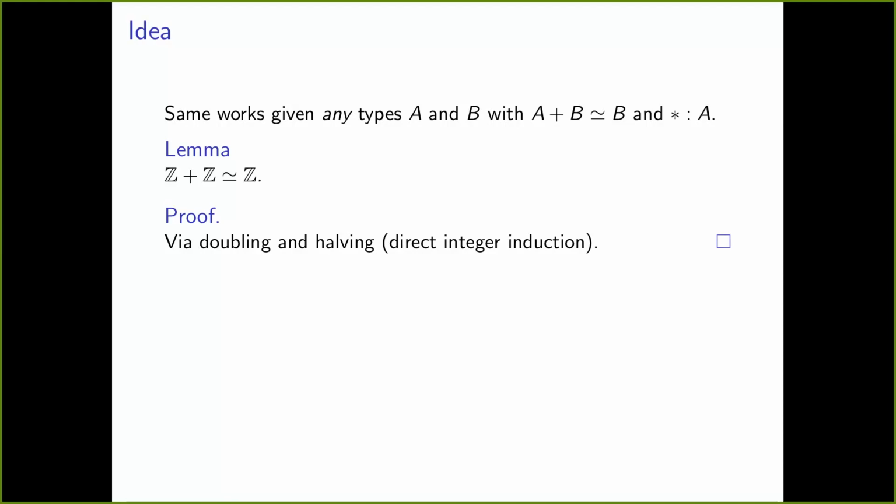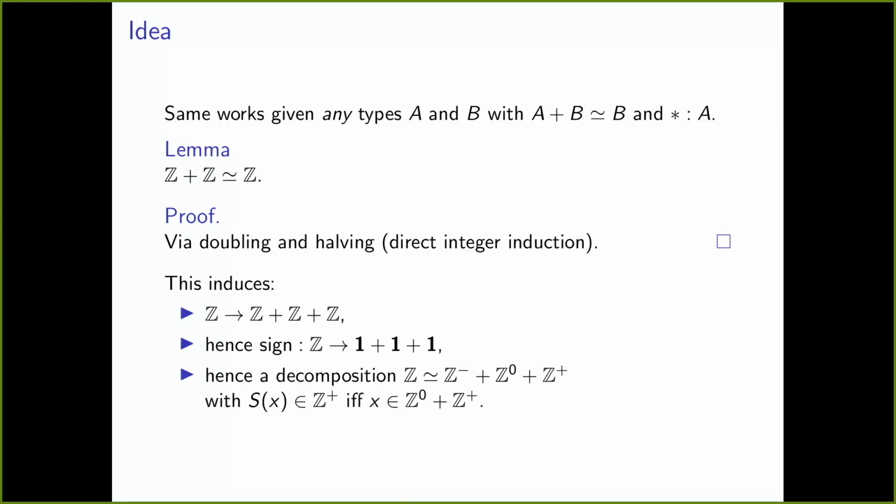And this is kind of direct, by doubling and halving. So if you go from left to right, it's doubling, and going right to left is kind of a division by 2 operation. But the point is that it's direct to prove just using integer induction. You don't need anything else. Right, so given this map, we obtain a map Z to Z plus Z by, as before, integer induction. And then you can compose with the map Z plus Z plus Z to 1 plus 1 plus 1 to get a sign map.